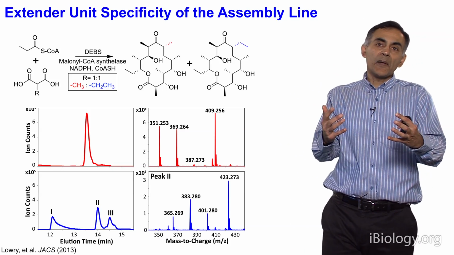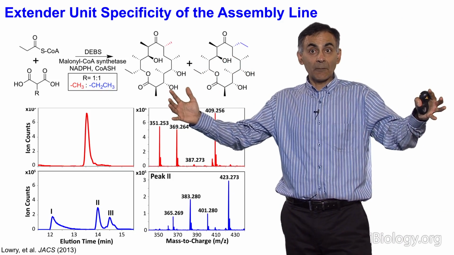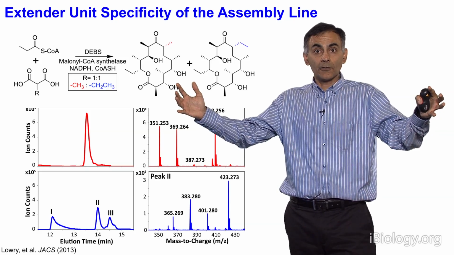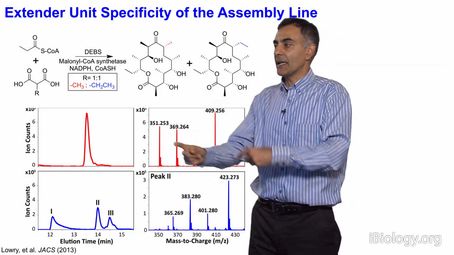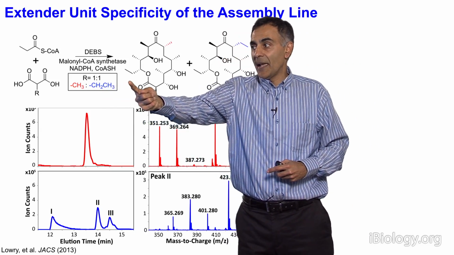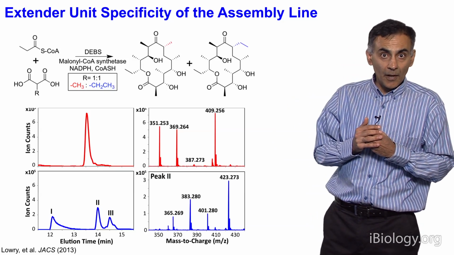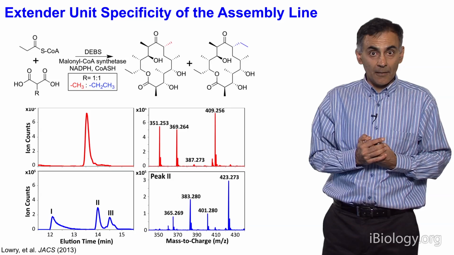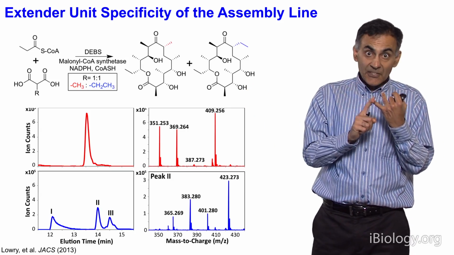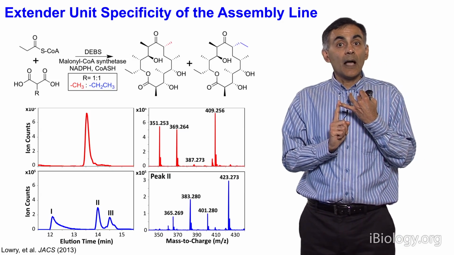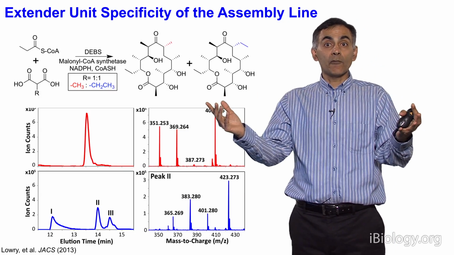So here, in the spirit of engineering, what we're doing is we're taking the natural assembly line that nature uses to make 6-deoxyerythronolide B, and instead of just presenting it methylmalonyl coenzyme A, we're now presenting it a 1-to-1 mixture of methylmalonyl coenzyme A and ethylmalonyl coenzyme A. And we're asking, what's going to happen? Are you going to get just 6-deoxyerythronolide B? Are you going to get 1 or 2 other products? Or are you going to get a zoo of products?